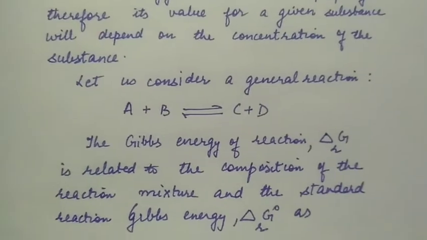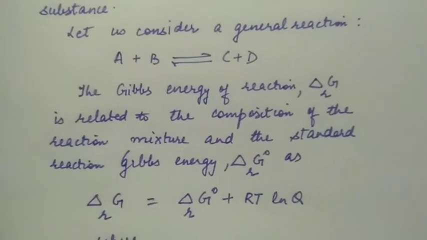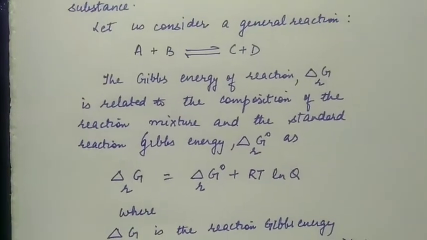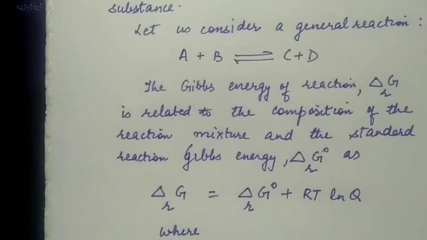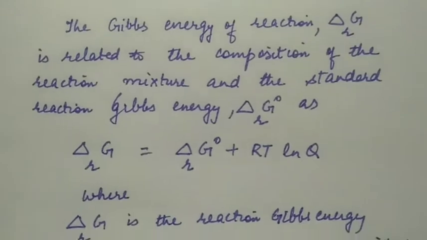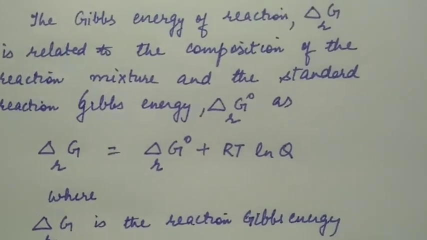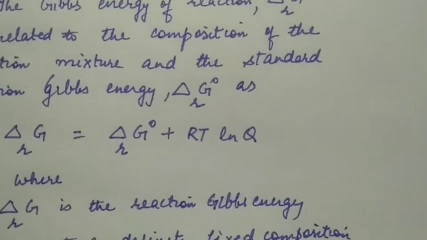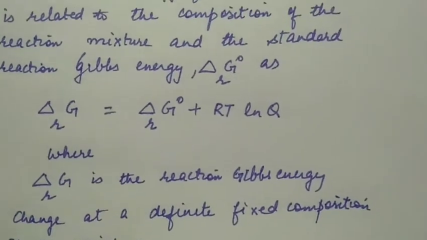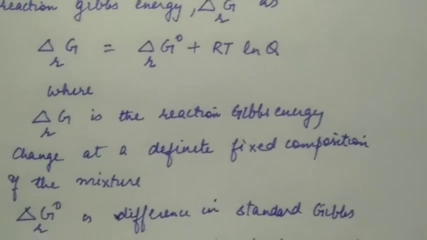For this reaction, the Gibbs energy of reaction is related to the composition of the reaction mixture, that is Q, the reaction quotient, and the standard reaction Gibbs energy, that is standard free energy of reaction, with the relation: delta G of reaction, free energy change of reaction, is equal to standard free energy change of reaction plus RT ln Q. Delta G R is the Gibbs energy change at a definite fixed composition of the mixture.